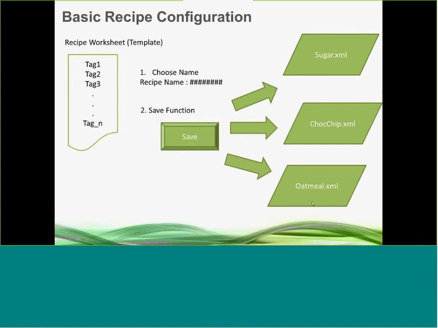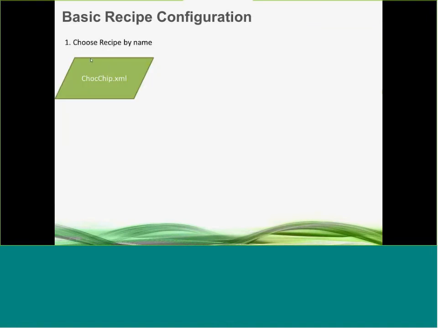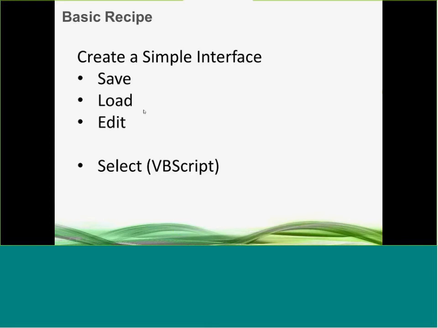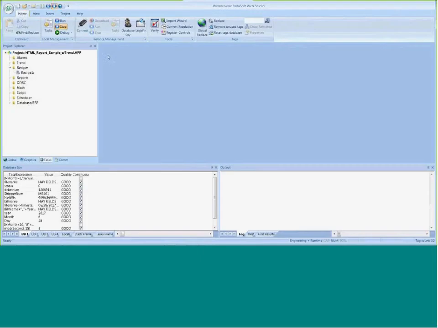Once we have those saved out on the hard drive, then we'll make an interface that will allow us to choose the recipe by name. We'll basically type it back in. Again, this isn't going to be the best use of this. This is going to be a real simple interface. But then we'll load that function in. It's going to reference that tag worksheet or that recipe worksheet, and then it will get the value from the file and write it into the tags. So we're going to go ahead and set that up. We're going to create a real simple interface with save and load and allow you to be able to select that. So let's go ahead and get started.